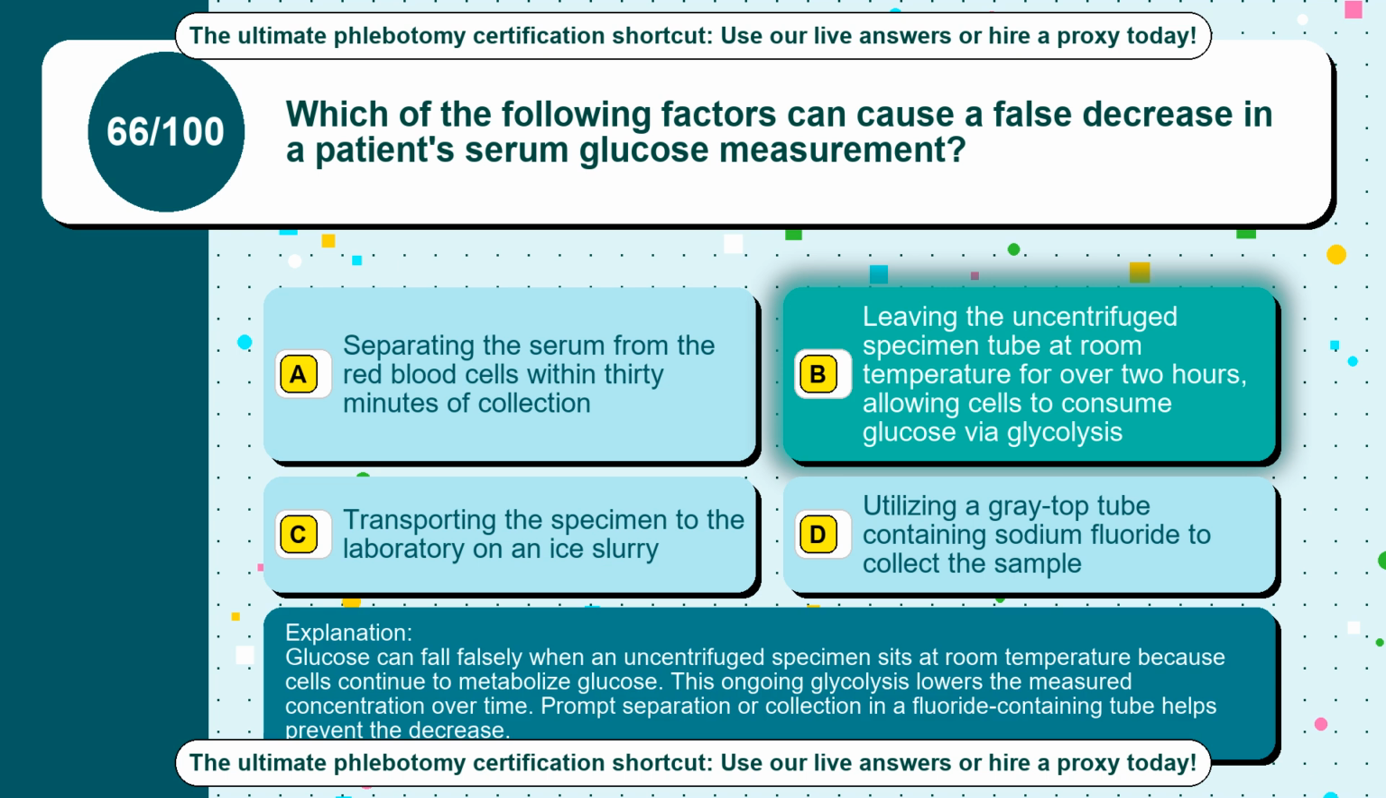Glucose can fall falsely when an uncentrifuged specimen sits at room temperature because cells continue to metabolize glucose. This ongoing glycolysis lowers the measured concentration over time. Prompt separation or collection in a fluoride-containing tube helps prevent the decrease.